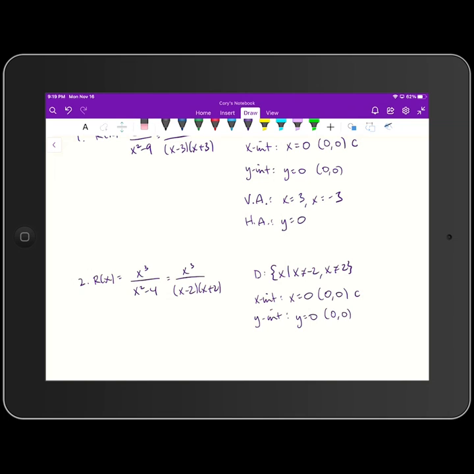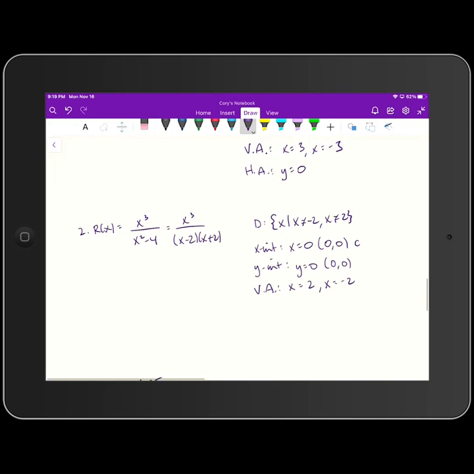So the vertical asymptotes here are the zeros of the denominator in lowest terms. So that's going to be x is equal to 2 and x is equal to negative 2. And then the other asymptote that this graph has is an oblique asymptote. Well, how do I know that? I know the graph has an oblique asymptote because the degree of the numerator is 1 larger than the degree of the denominator.